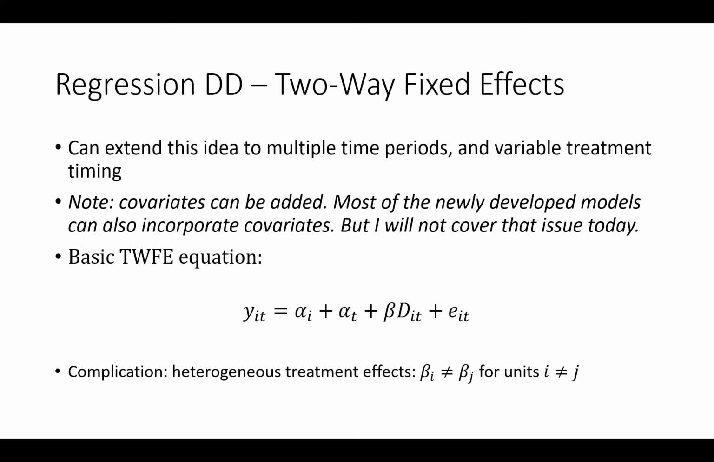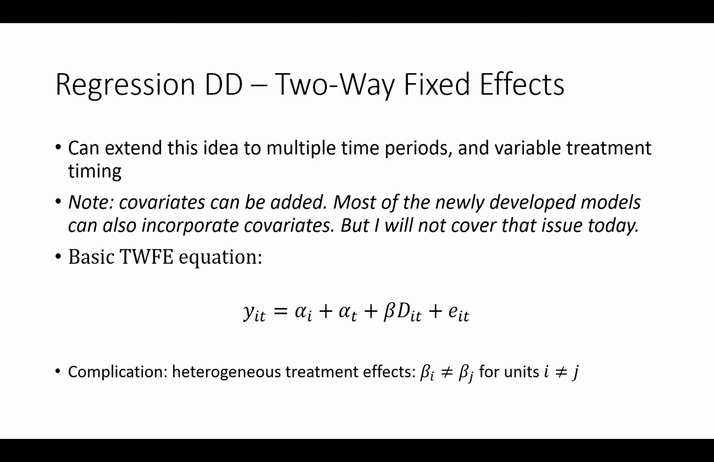So the basic two-way fixed effects equation for a difference in difference model: you regress the outcome on a unit fixed effect, alpha_i, a time fixed effect, alpha_t, and then a treatment dummy. And then assuming everything works out right with the assumptions, this beta is again your average treatment effect on the treated.